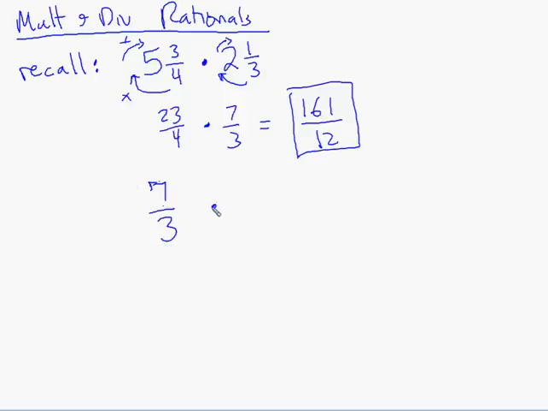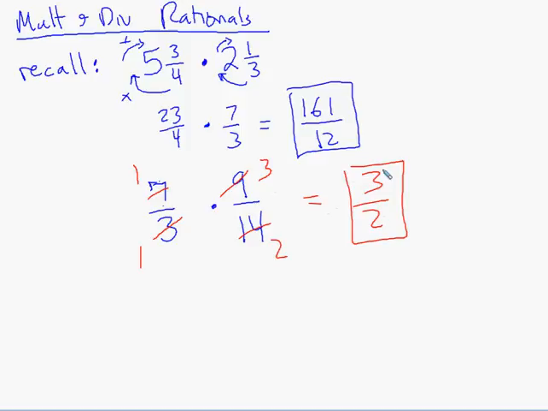What if I had something like 7/3 times 9/14? How would we do that? You can cross cancel 7 and 14, and 9 and 3. What does the 7 become? A 1. And the 14? 2. And the 3 and 9? 1 and 3. Good job. So 3/2.